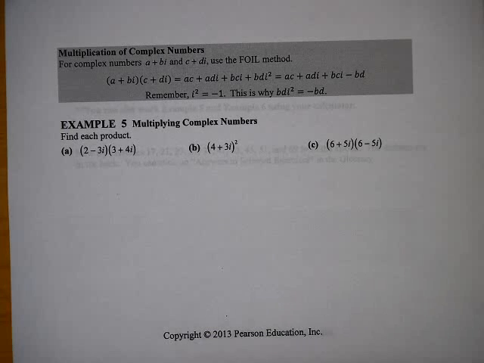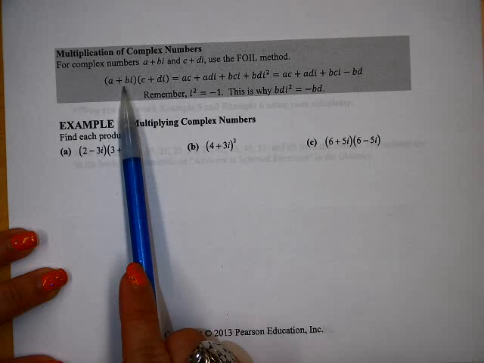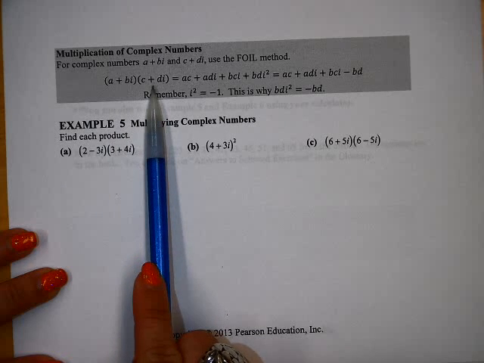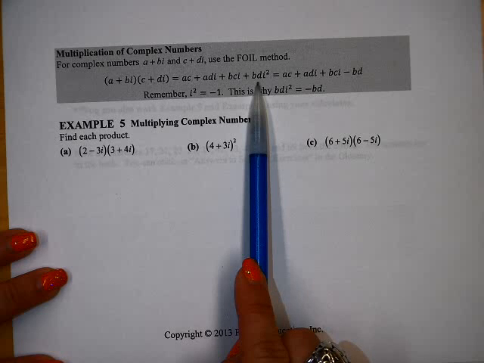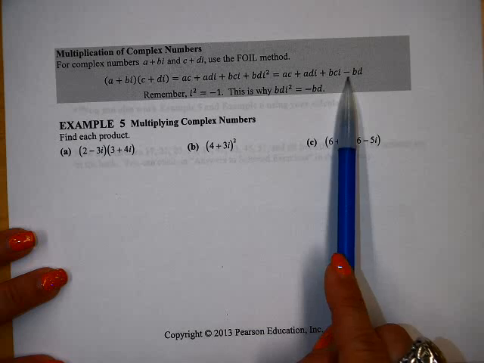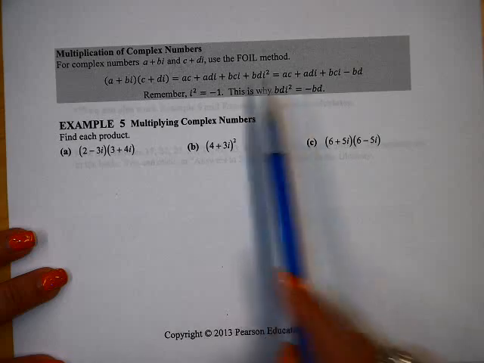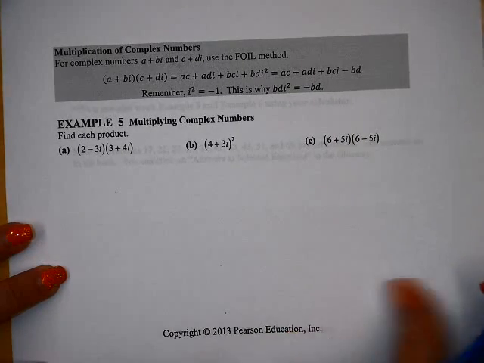Just keep in mind that when you do this and you multiply those two imaginary parts, you will get an I squared. And like we talked about at the beginning of this section, I squared equals negative 1. So you'll notice here, written out when you FOIL your A plus BI times your C plus DI, this last term where you get BDI squared changes to negative BD because your I squared is equal to negative 1. Alright, so let's look at example 5.